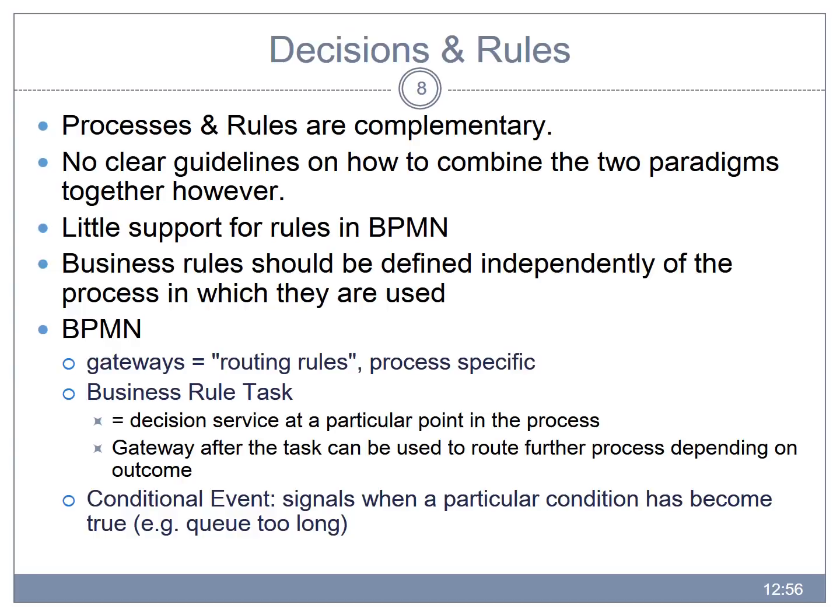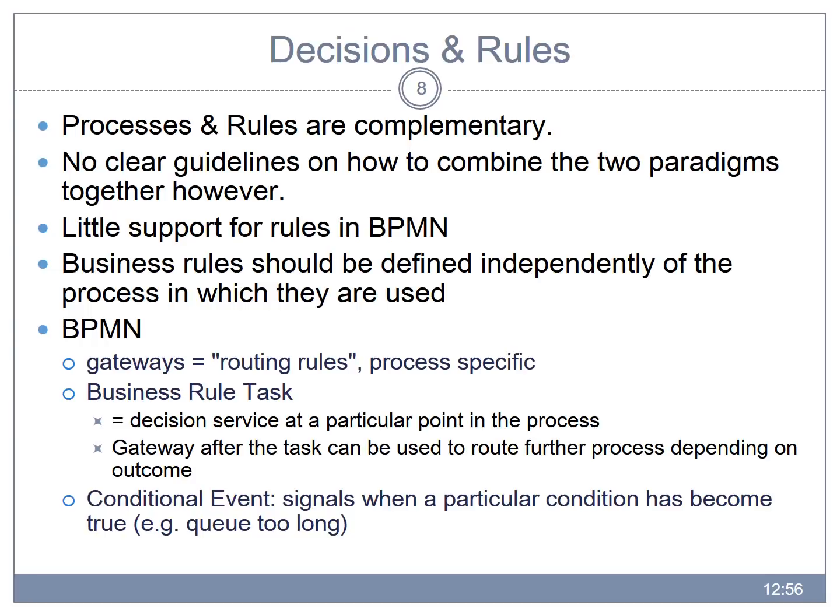Now in BPMN you have different places where you can put rules. First, you have your gateways, your OR and AND gateways with the conditions on the arrows, especially for the OR gateways, which contain a number of rules. These should be considered as routing rules, and what is very important, these are process-specific rules. So this is not a good place to put a rule that is process-independent, because it's always process-specific, and so if this rule appears in, say, 30 processes and it changes, you have to change it in 30 different places.